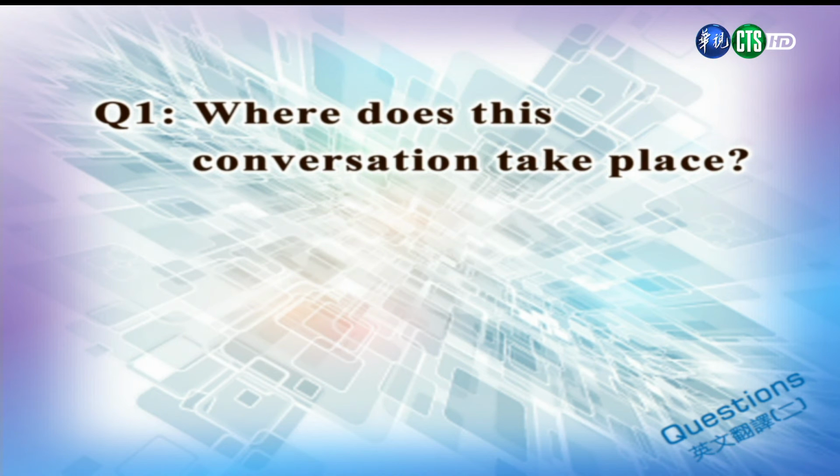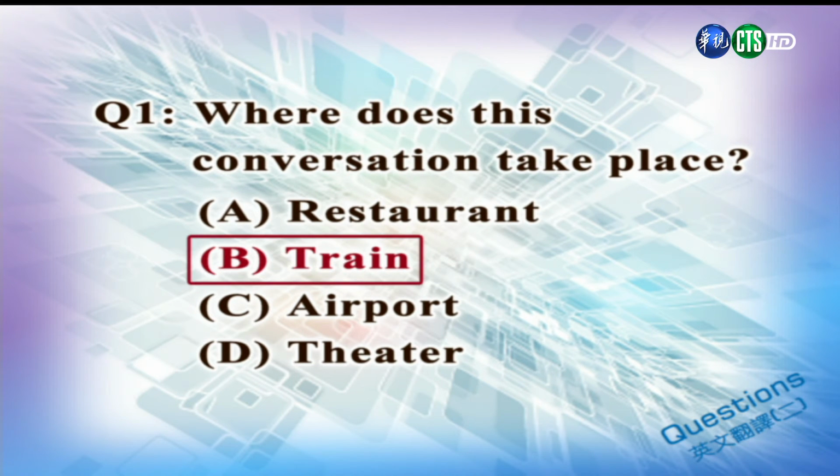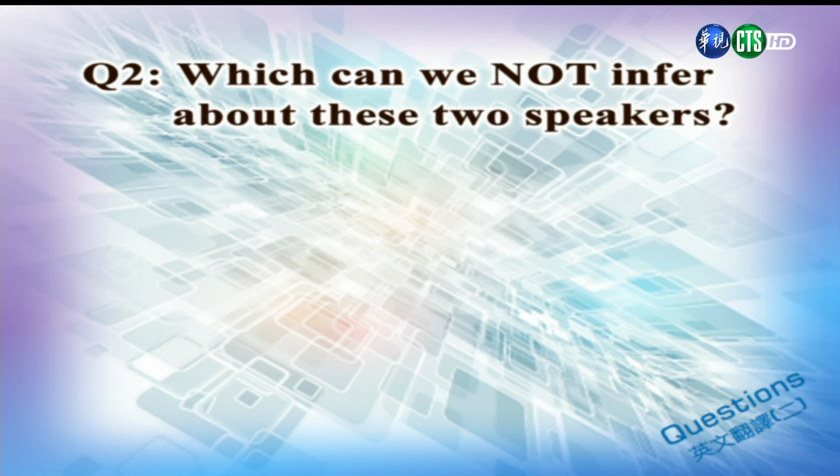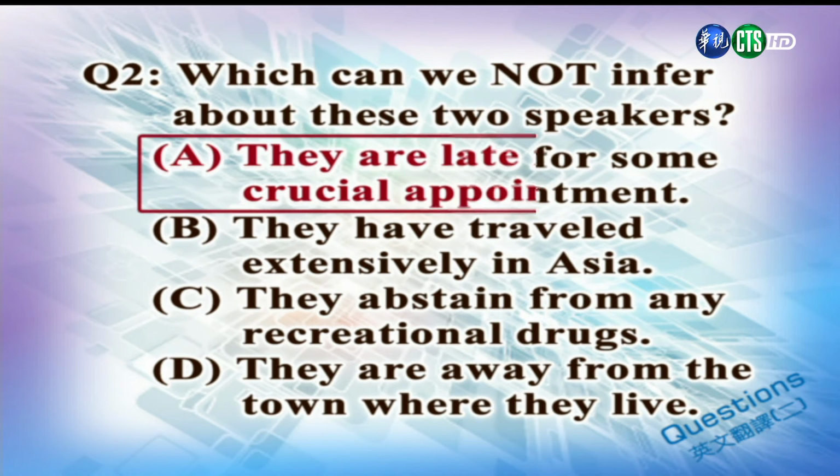好，我们接着从刚刚对话里面找一些选择题 questions 来问同学。Question 1. Where does this conversation take place? A. Restaurant. B. Train. C. Airport. D. Theater. B. Train. Question 2. Which can we not infer about these two speakers? A. They are late for some crucial appointment. B. They have traveled extensively in Asia. C. They abstain from any recreational drugs. D. They are away from the town where they live. A. They are late for some crucial appointment.